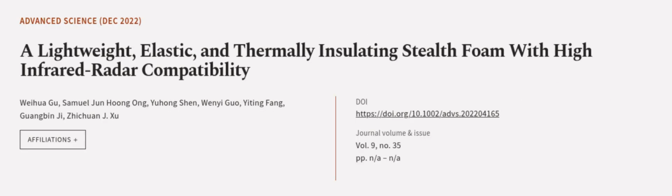This study provides an approach for the design of high-performance stealth materials with infrared radar compatibility. This article was authored by Weihua Gu, Samuel Jun Hong Ong, Yuhong Shen, and others.